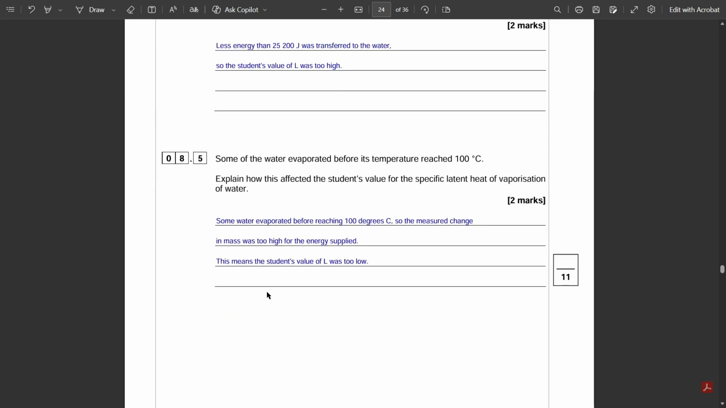And some of the water evaporated before its temperature reached 100 degrees Celsius, and we're asked to explain how this affected the student's value. Well, because some water evaporated before reaching 100 degrees Celsius, the measured change in mass was too high, and this means the student's value of L was too low. And if you go back to the same equation, if the measured value of mass was too high, if you decrease the mass, the L would increase, which means the student's value of L is too low. Sort of two questions which are like an inverse of one another.